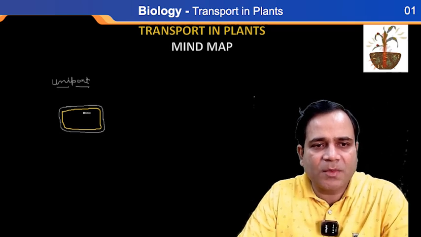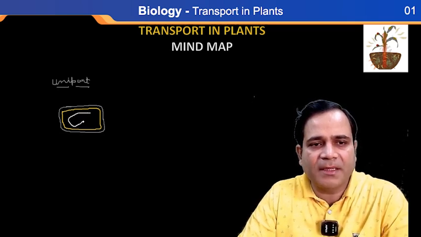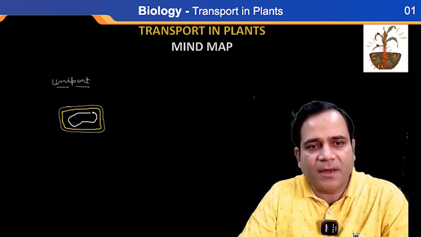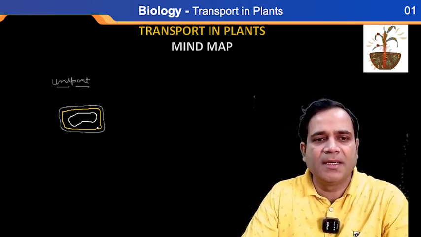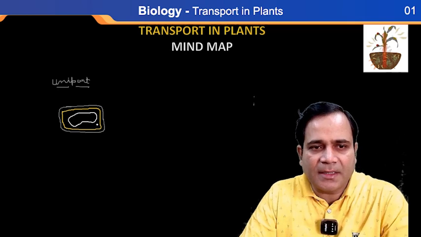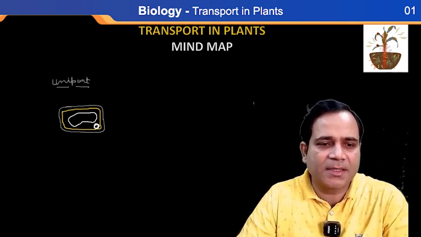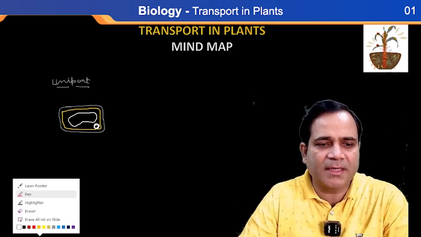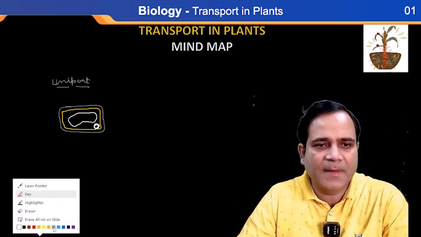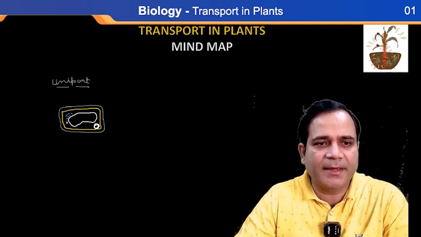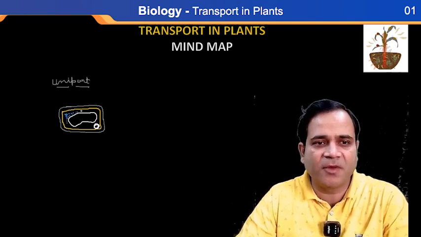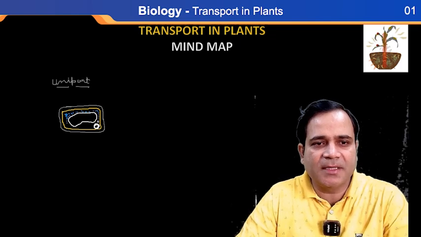And here most of the space occupied in a plant cell is by what? Vacuoles. Very good. Getting my point? And here in the corner, this is what? Nucleus. Good. You all know. You are so intelligent students, my dear. Mind-blowing.